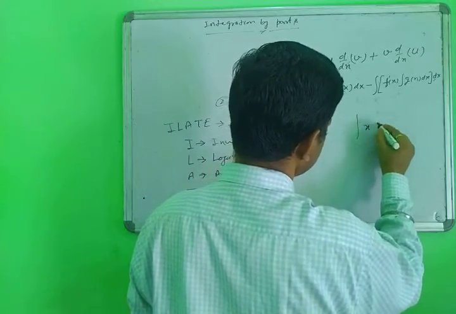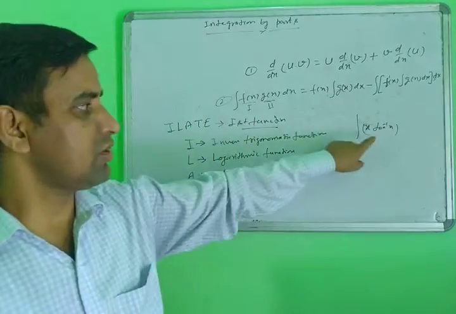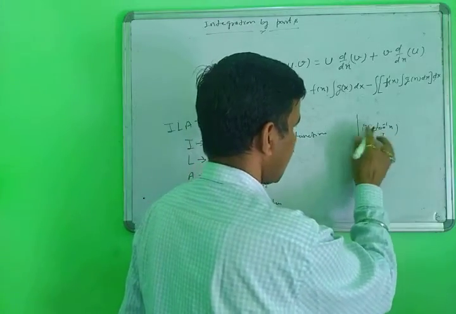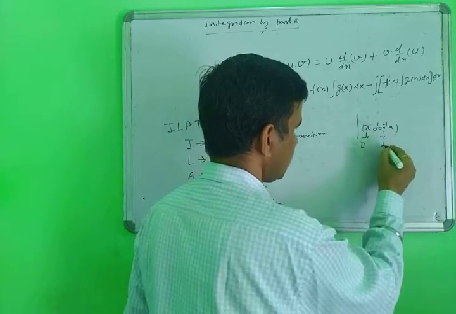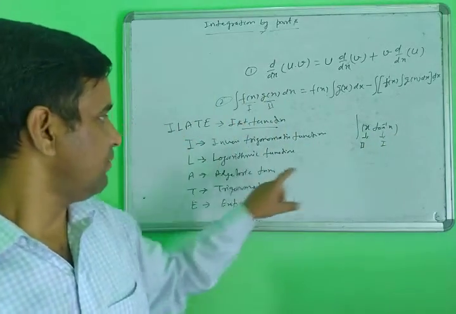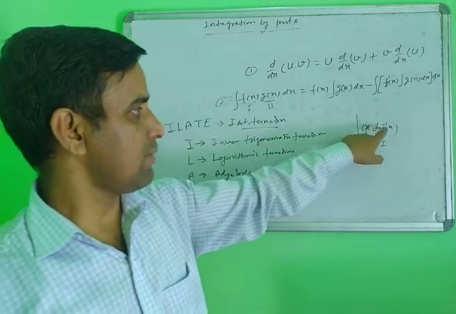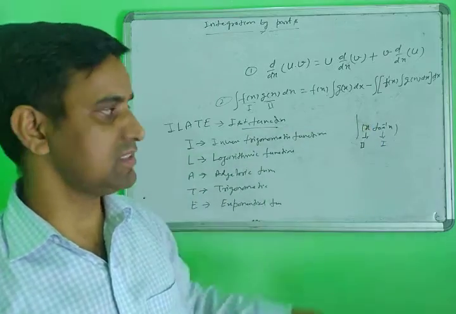Suppose x tan inverse x. Which will be your first function? The tan inverse will be your first function, and x will be the second function. Because according to the ILATE rule, inverse trigonometric function comes first when you have two functions, and algebraic function will be second.